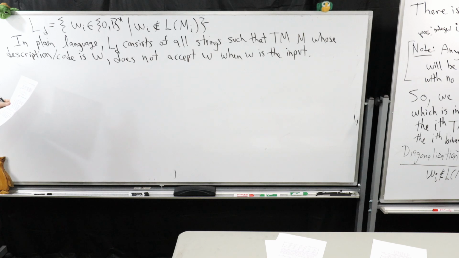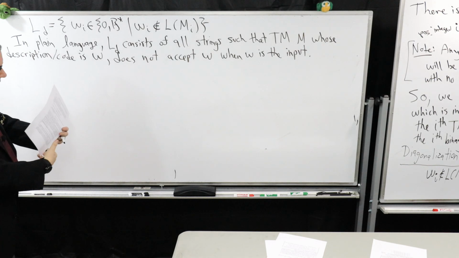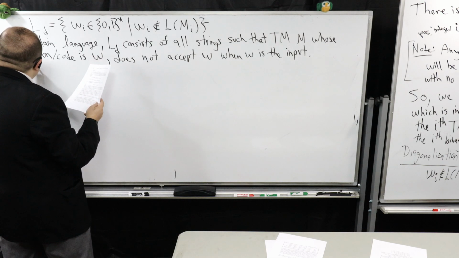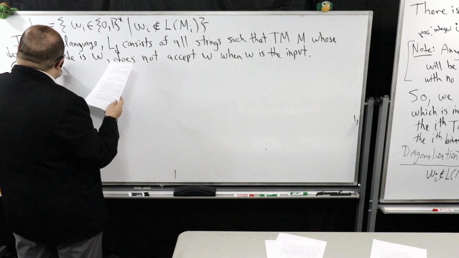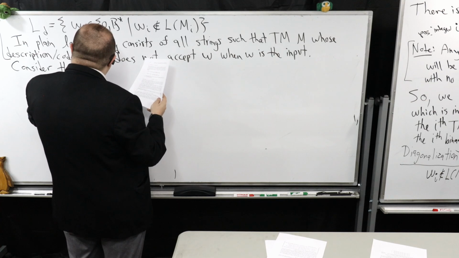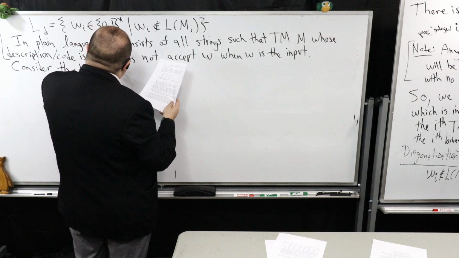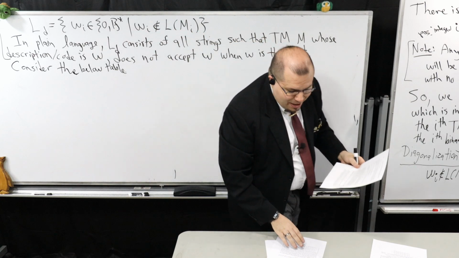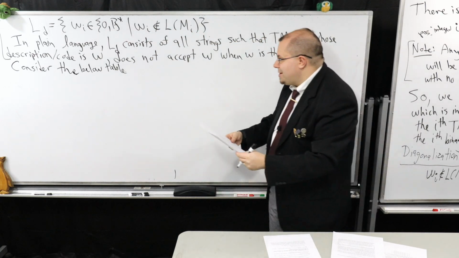So I'm going to make a table. I'm going to draw the table out for you, and we'll come back to it next time, okay? Consider the below table. I'm going to give you an idea for something to think about, because I'm going to show you the big idea when we get there. So I'm going to draw out a little table here.